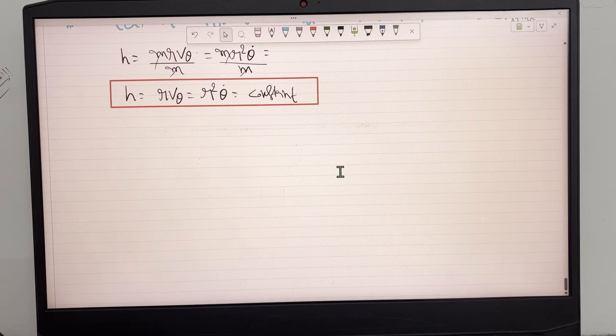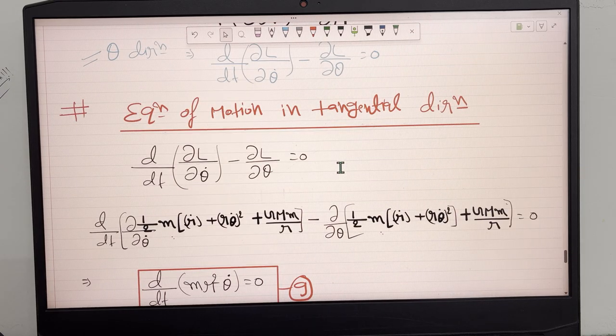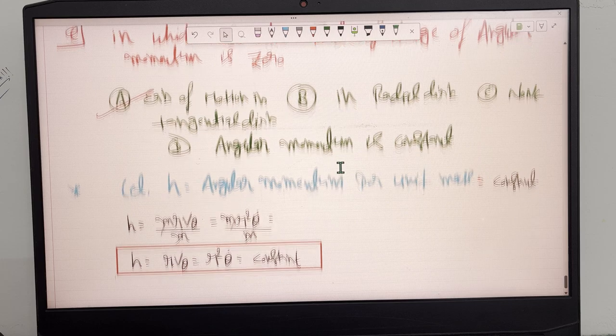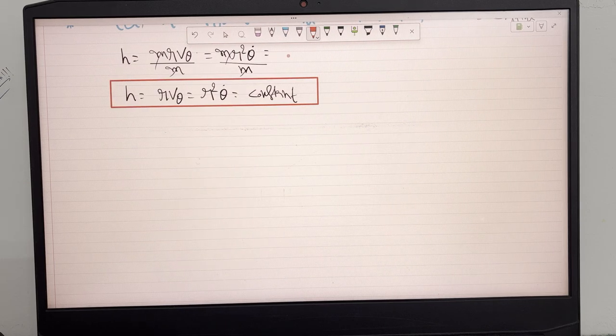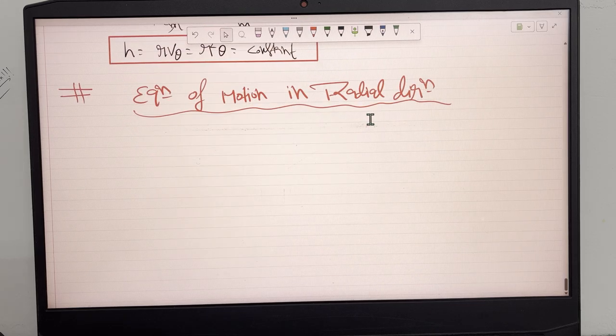Now write the equation of motion in radial direction. As we have derived the equation of motion in tangential direction, the same way we have to derive the equation of motion in radial direction. I told you why we are deriving this. Guys, this is basically a very long derivation actually. So I'm writing the final part.